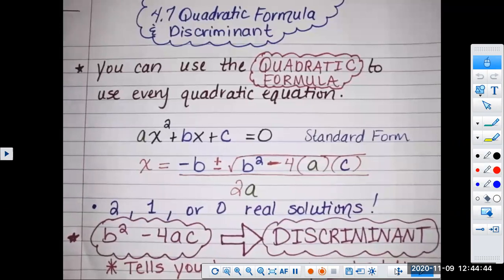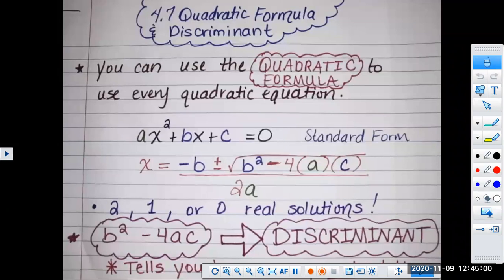That test covers everything we've been doing: graphing quadratics in standard form and vertex form, and solving quadratic equations using different methods, completing the square, factoring.